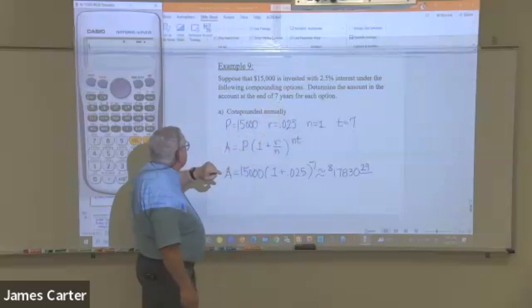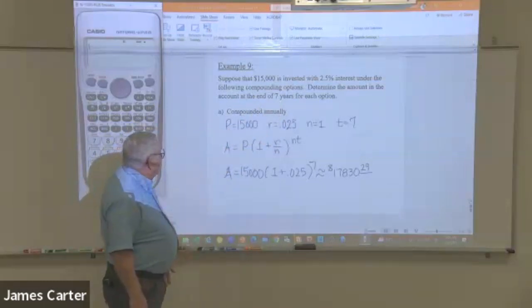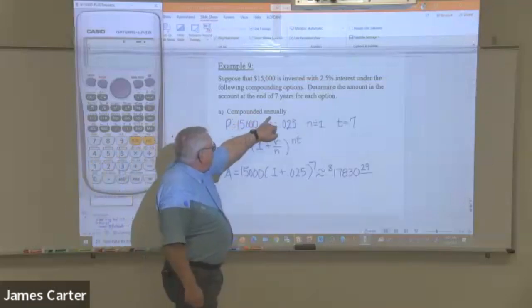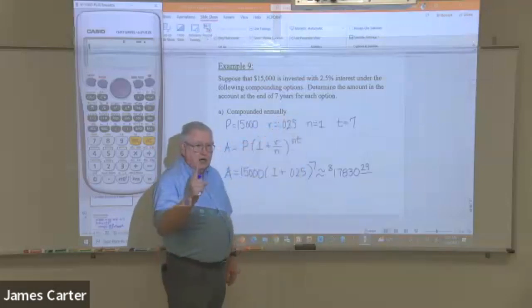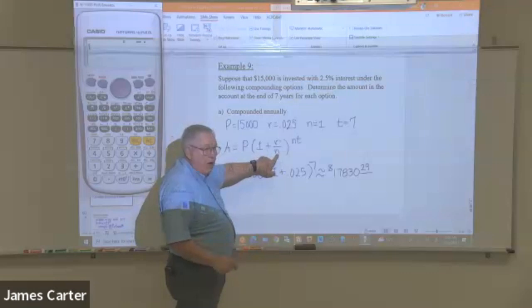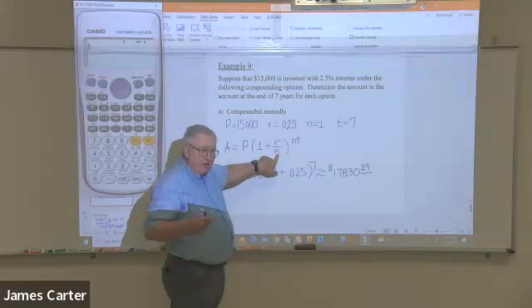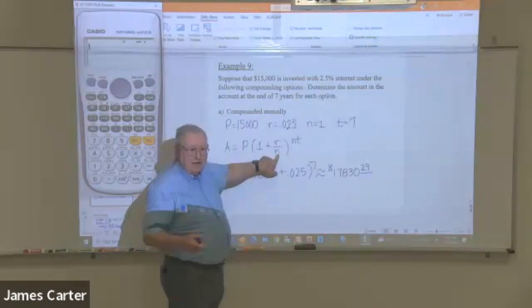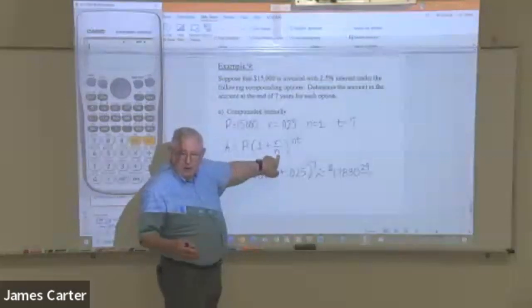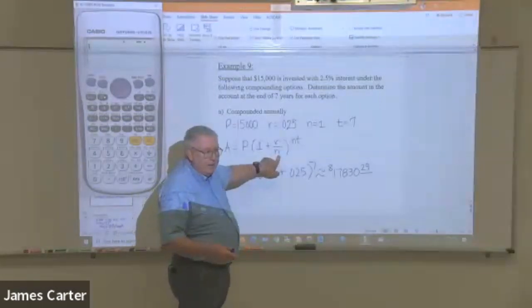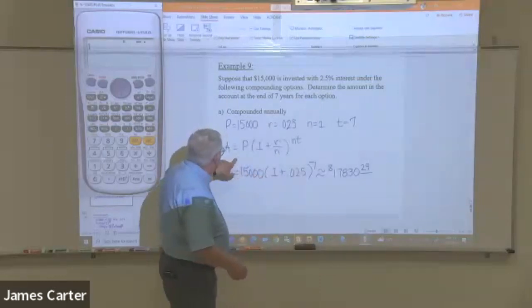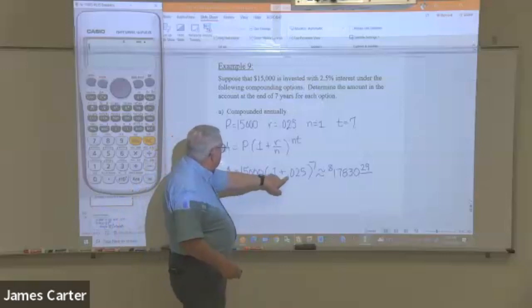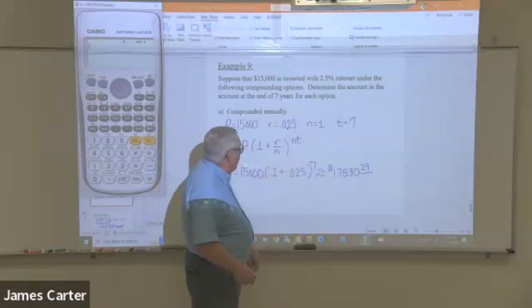We're going to do this thing for all 3 kinds of, well, actually, I don't think we're going to do simple. Compounded annually. What does annually mean? That means you're going to compound it once a year. N is 1. That's different than compound daily, and you'll get a different number. Okay? So anyway, these pieces of information in here, 15,000 times 1 plus 0.025 to the 7th power.